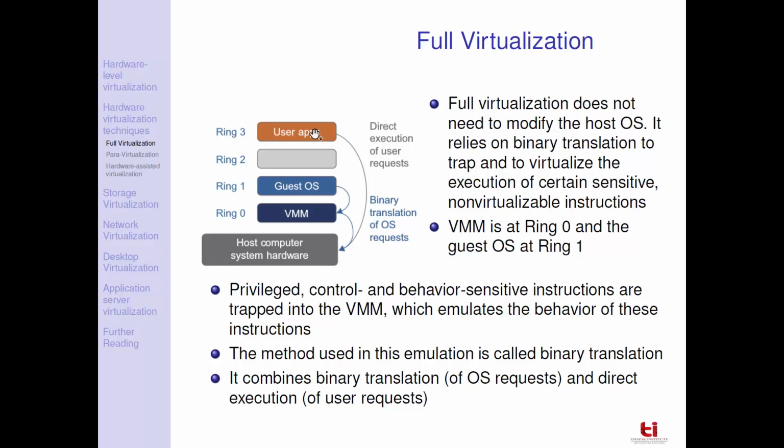The non-privileged requests are directly executed, but the privileged instructions are trapped into the VMM, and through binary translation those requests will then be executed. So the method used in the simulation is called binary translation. So if you see, it combines binary translation of OS requests, which are basically privileged requests, and direct execution of user requests or non-privileged requests.